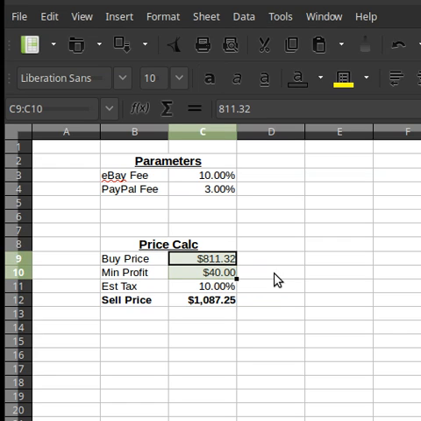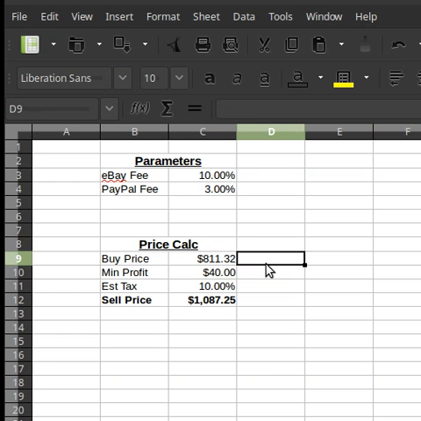So most people, especially when they first get started, will look at these two numbers right here, the buy price and the minimum profit price, and they'll add them together and estimate that as approximately their sell price on eBay or Amazon, and that just doesn't work. It's not accurate, and it's going to end up costing you money.